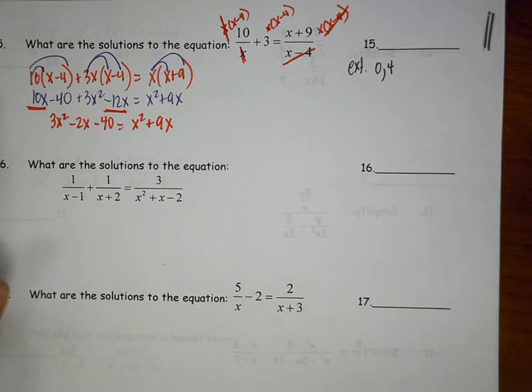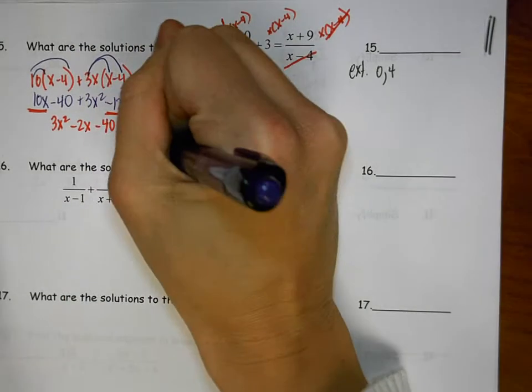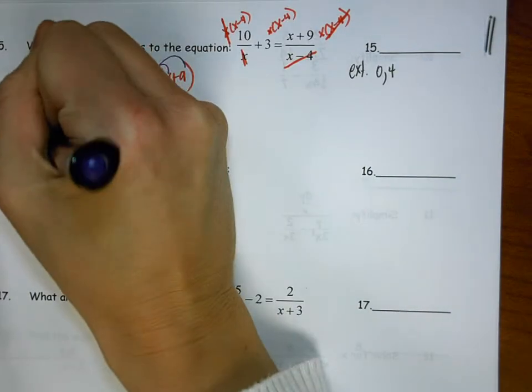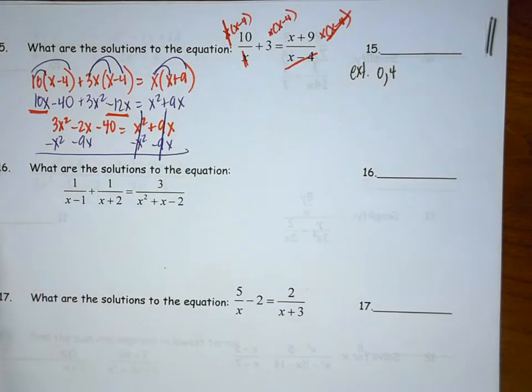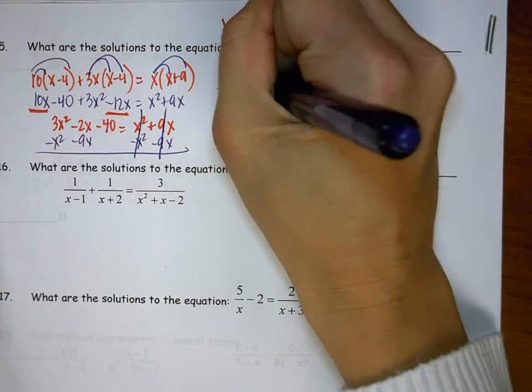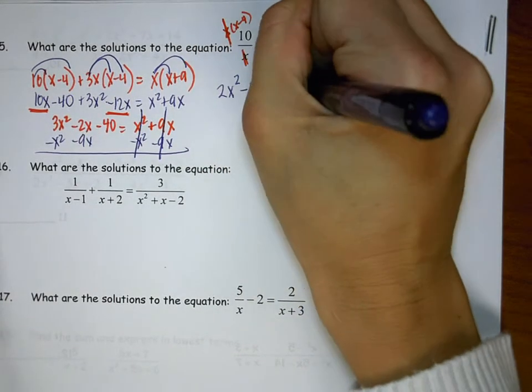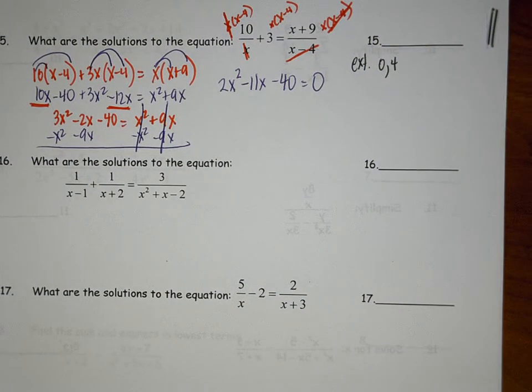At this point now, are we going to move everything to the left or to the right? Left is correct. Why are we going to do that? Good, you want your highest exponent to be positive. So I'm going to subtract x squared and subtract 9x. So when I do that, I am left with 2x squared minus 11x minus 40 equals 0. And we need to factor.